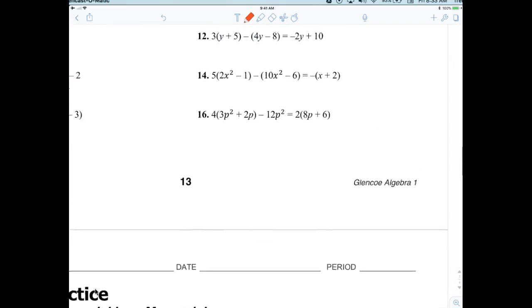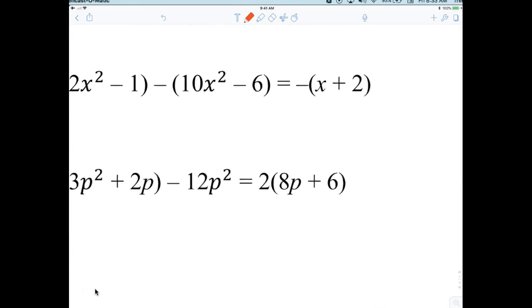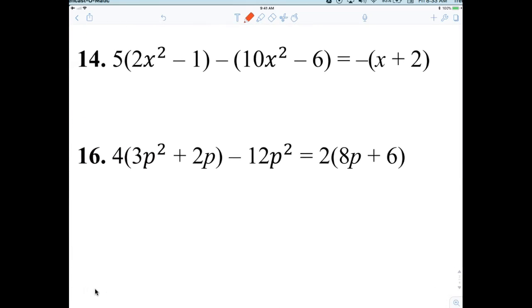All right, now everybody do me a favor and come up here and let's do 14 together, please. Now, I remember I told you after Christmas you'll be able to solve a quadratic, but right now you don't, so that means all the square terms are going to have to do what? They're going to have to cancel. All right, they're going to have to cancel. All right, so it's not a big deal at all. This becomes 10x squared minus 5 minus 10x squared plus 6 equals negative x minus 2.